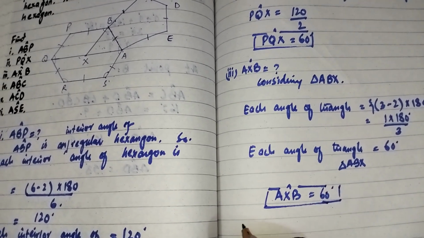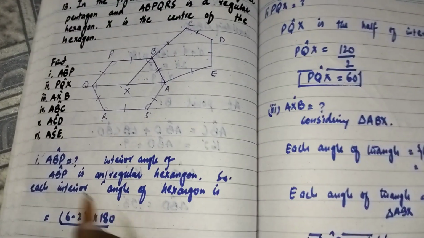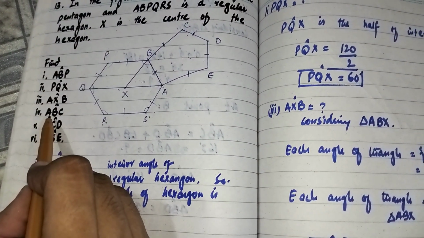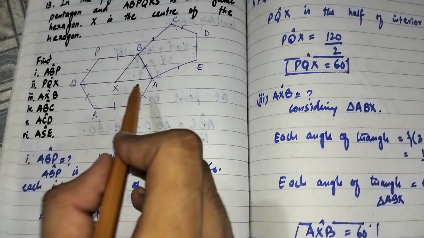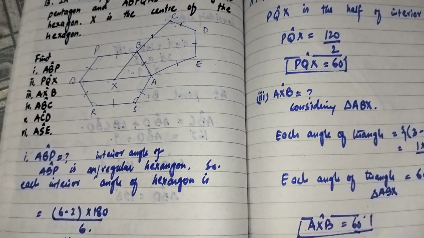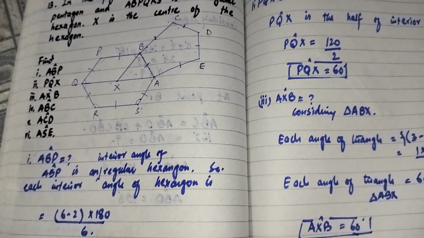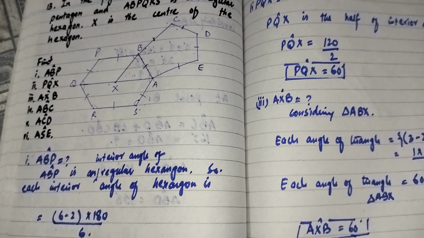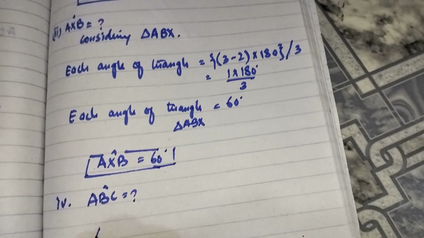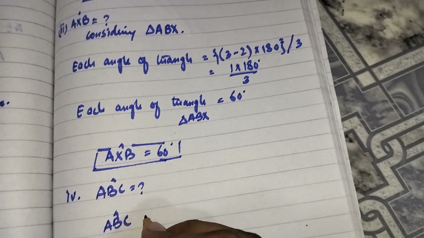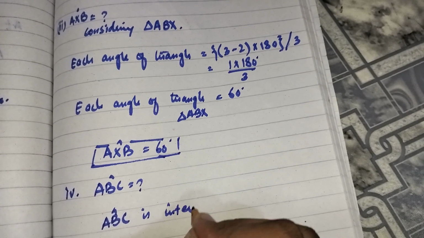Now the fourth part. In the fourth part we have to find angle ABC. ABC is the interior angle of a pentagon.